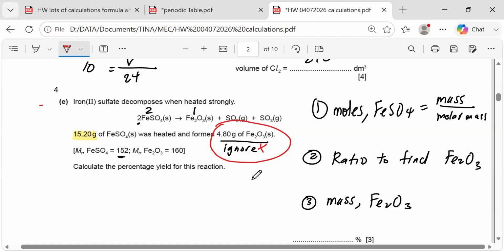Here is 1 and 1. So if here is 0.1, here is 0. Divided. So the moles of Fe2O3 is 0.05.